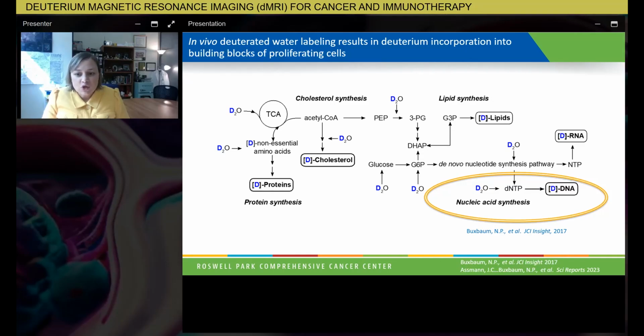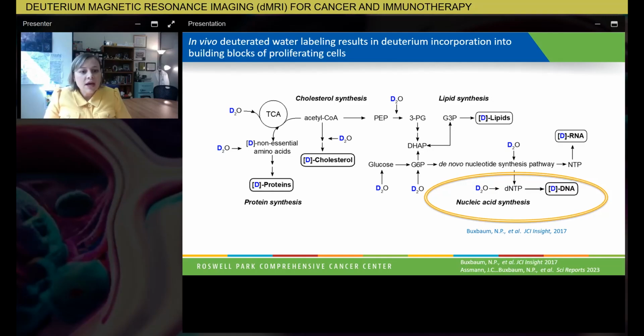My first research project on deuterium was actually in my postdoc training, where I was using deuterated water labeling to look at DNA synthesis in T cells. So how does that work? Your body actually uses water to make DNA. And if you look at the other things that it serves as a substrate for, it's basically every pathway that a dividing cell needs. It's used for protein synthesis, cholesterol synthesis, lipid synthesis, and nucleic acid synthesis.